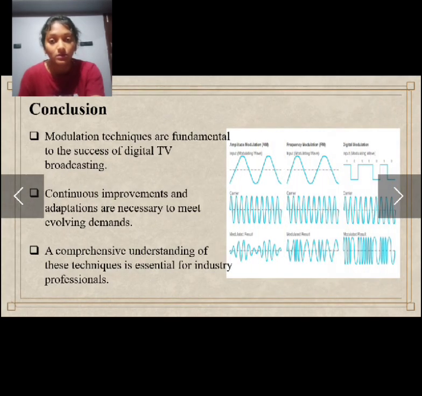At last, the conclusion. Modulation techniques are fundamental to success in digital TV broadcasting. Continuous improvement and adaptation are necessary to meet the evolving demands. A comprehensive understanding of these techniques is essential for industry professionals.